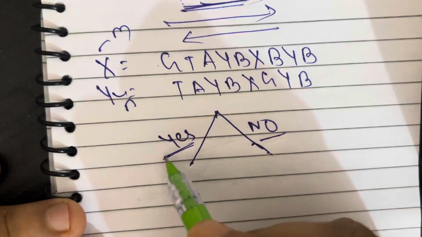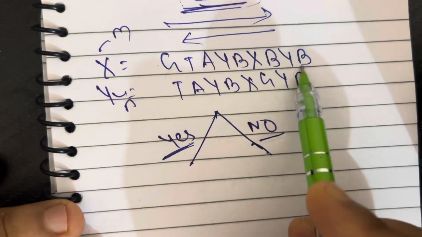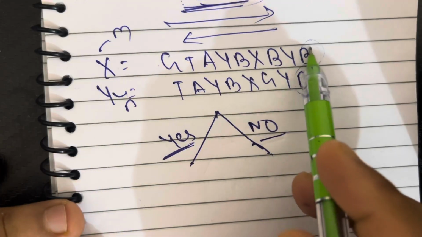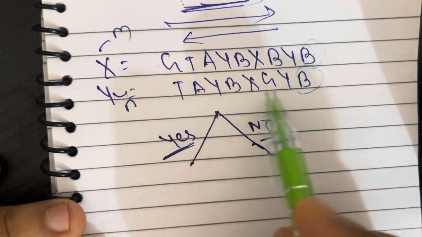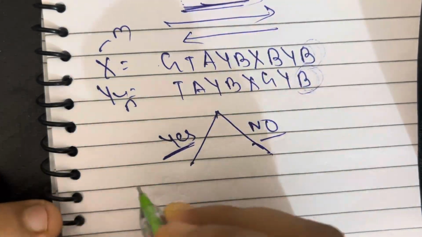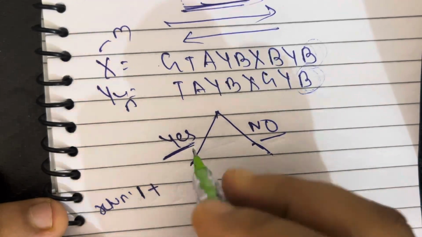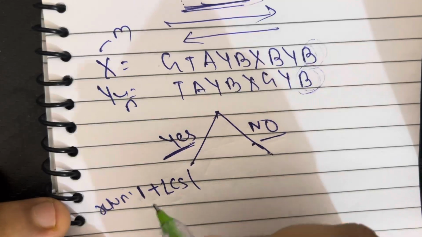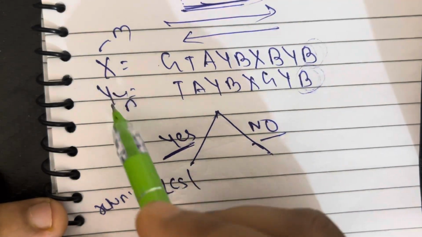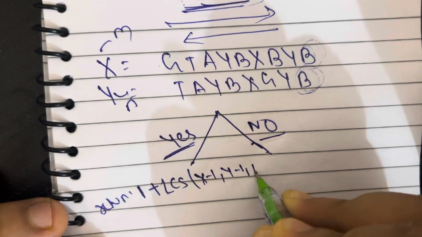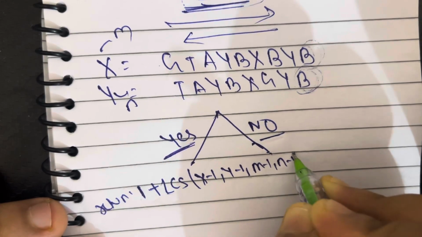What is yes? Suppose the last character of y and the last character of x match. When the last character of y and the last character of x match, in this case we return 1 plus we call the same LCS function after removing the last character from both x and y. So x minus 1, y minus 1, m minus 1 and n minus 1.